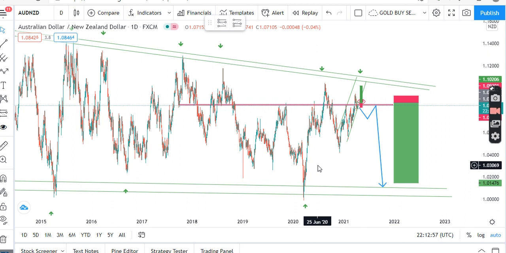I wanted to show you how I analyze my charts before placing any trades.